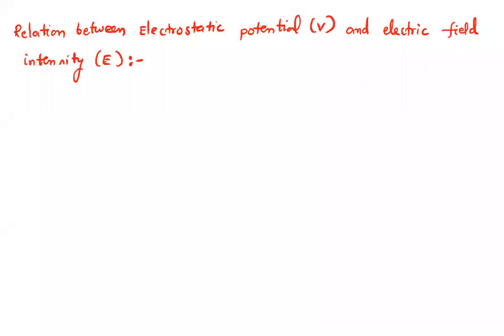A relation between electrostatic potential and electric field intensity. This relation is very, very important in this chapter as well as for the numericals part. Consider a positive charge Q placed at O.